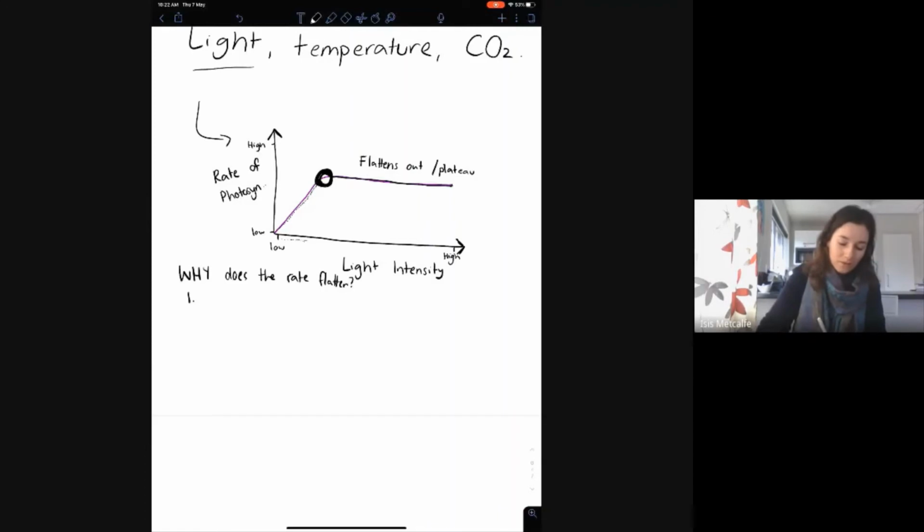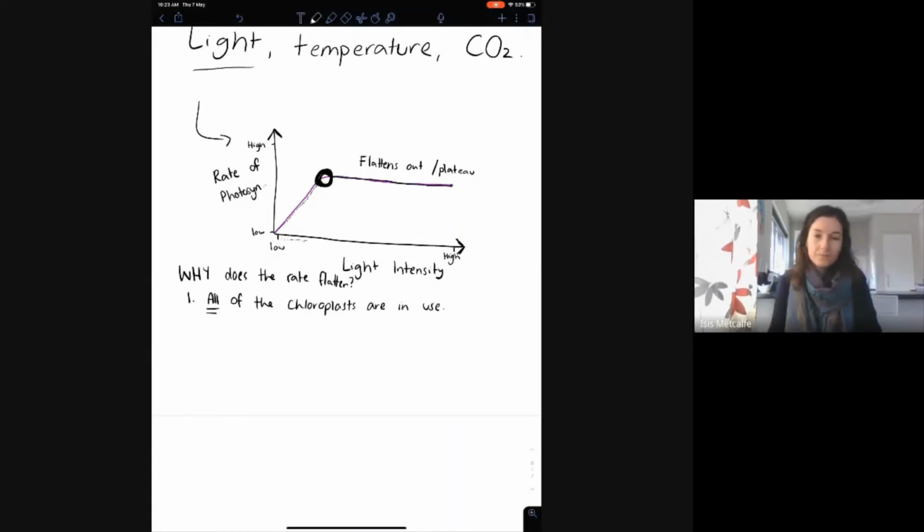The first reason is because all of the chloroplasts are in use. All of them. So it doesn't matter if you keep increasing light, because it can't possibly create any more glucose or any more oxygen, because all of the chloroplasts are saturated. There's a finite amount. And so to further increase that reaction, we would have to add more chloroplasts. So the chloroplasts are the limiting factor.